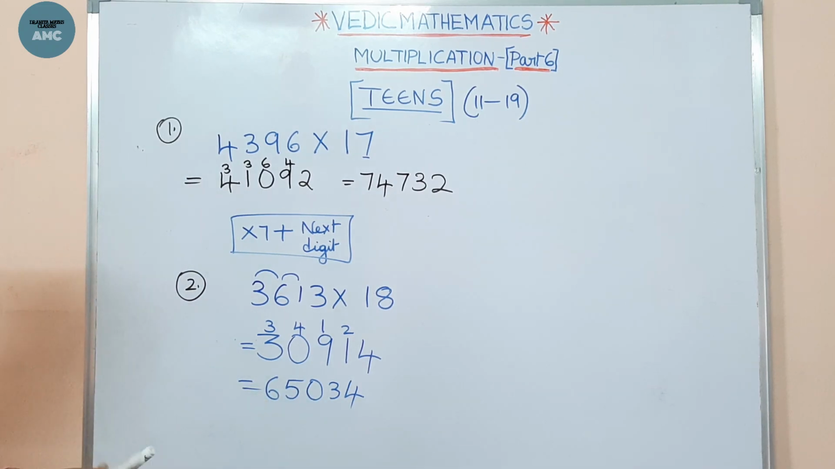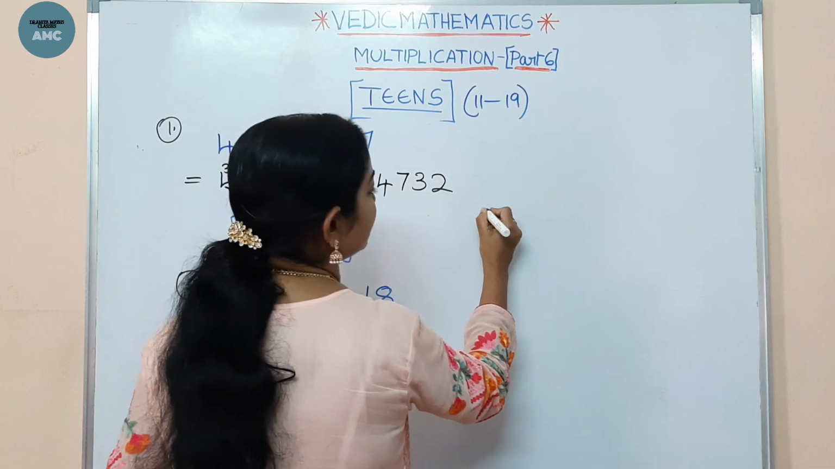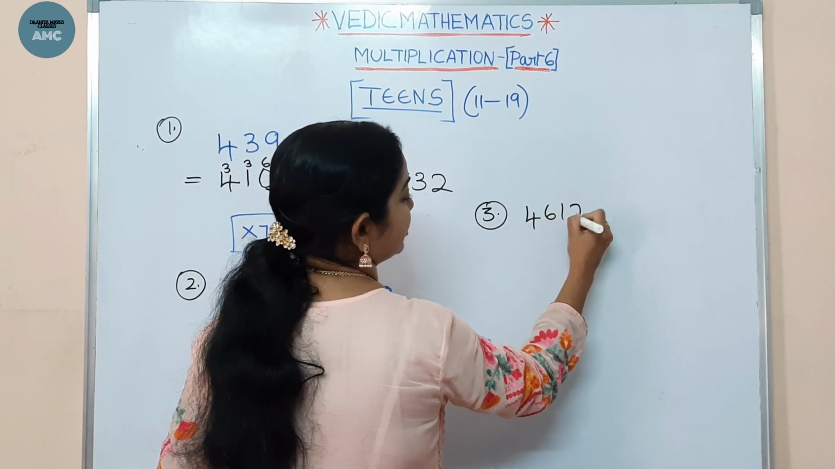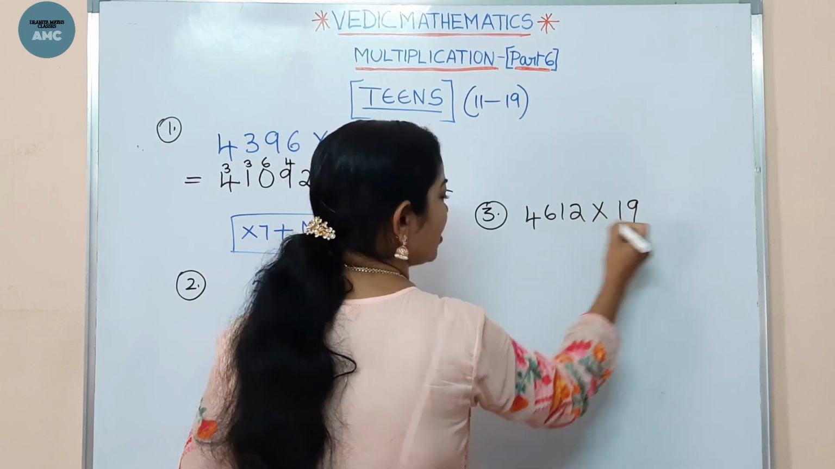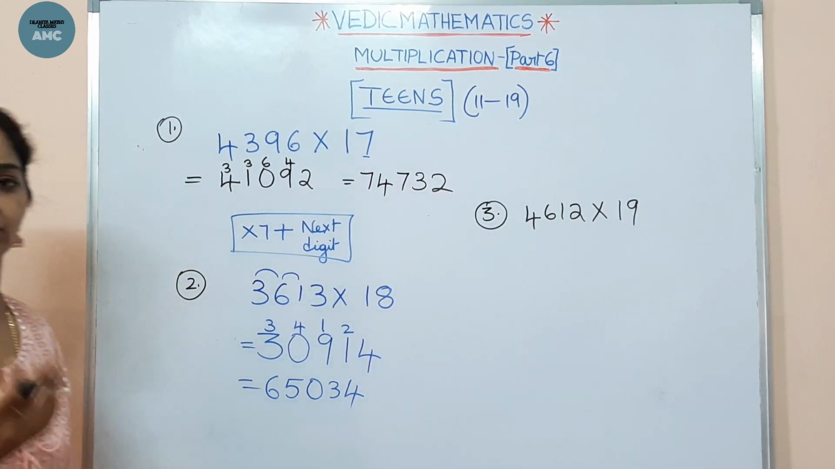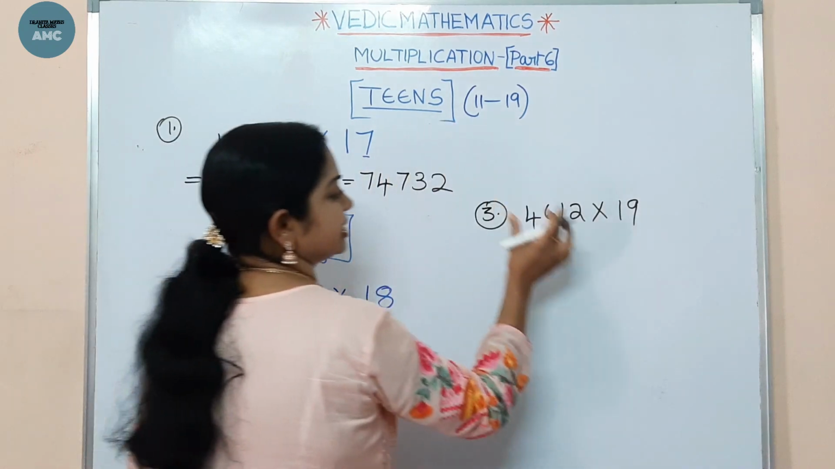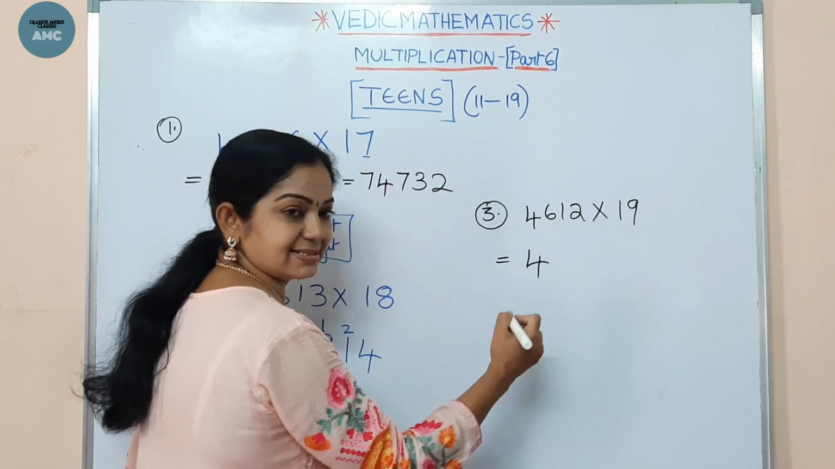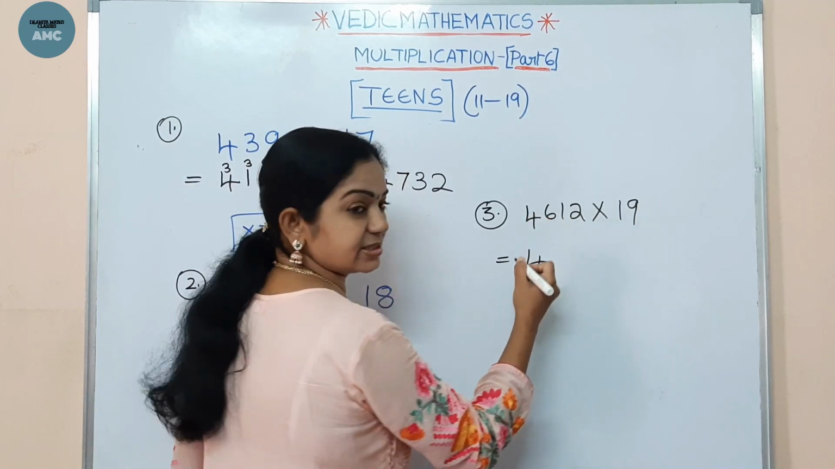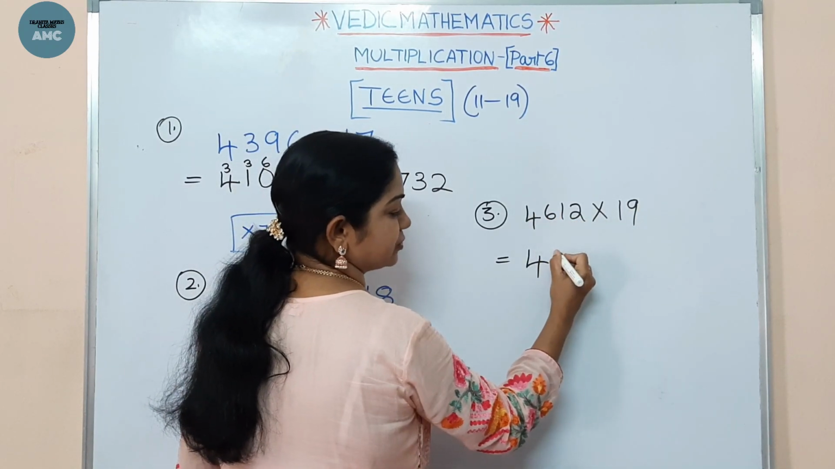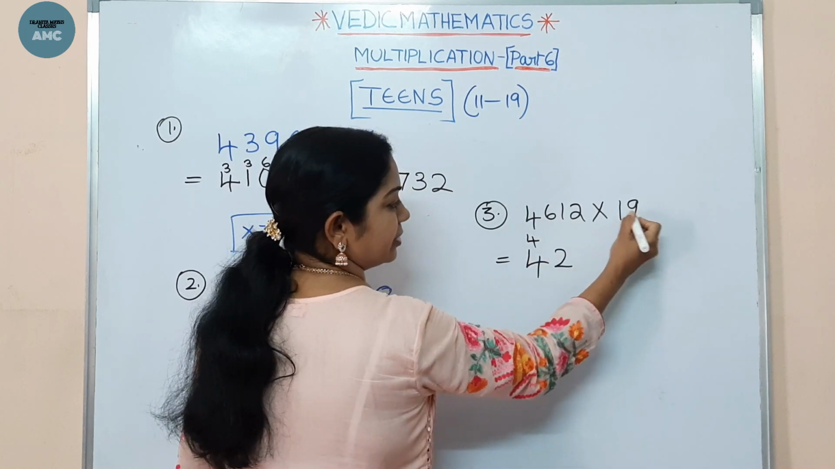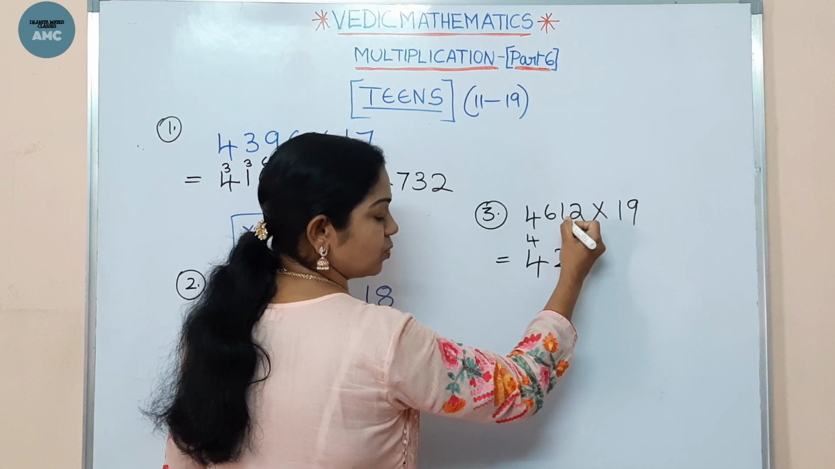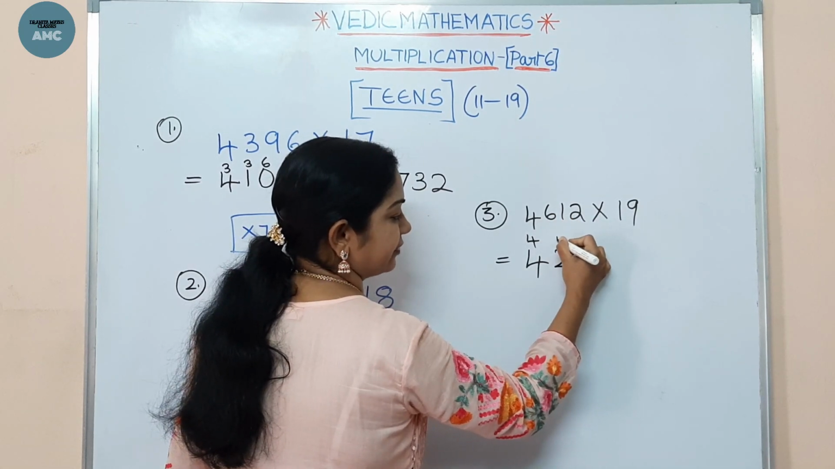Now likewise, let us check 19 also. Now 4612 into 19. So any digit, not only 4 digits, not only 3 digits, any digit with the teens, the same procedure. Okay, start with the first one as it is. Now 9 times 4 is 36, 36 plus 6 is 42. So 2 and 4. Now 9 times 6 is 54 plus 1 is 55. So 5 and 5 carry.